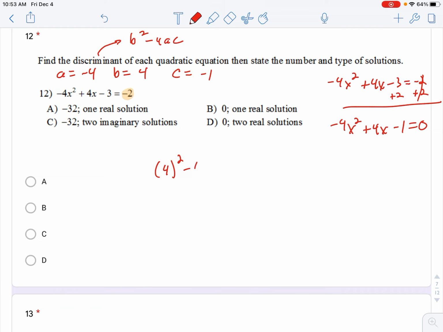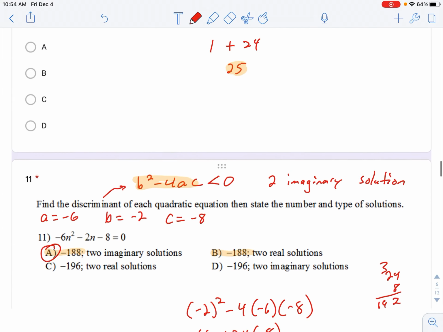4 squared minus 4 times -4 times -1. 4 squared is 16. -4 times -4 is plus 16 times -1, and 16 times -1 is minus 16. 16 minus 16 is 0. The discriminant here equals 0, so the answer is either B or D.